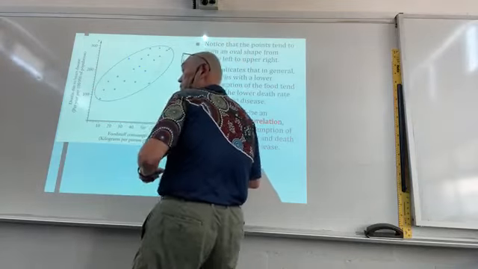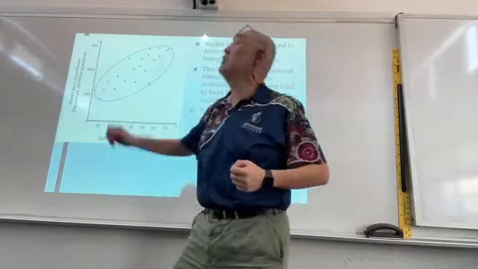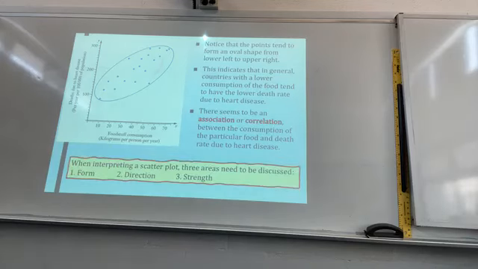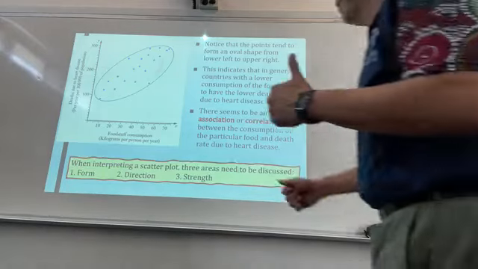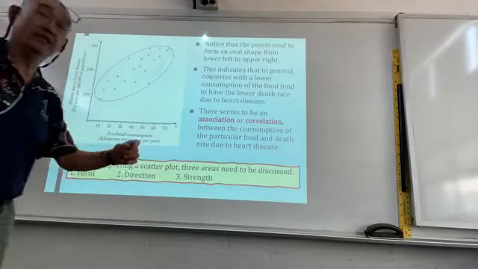All right? So can I use this to explain that? Maybe. We'll talk about it a little bit more. So the association and correlation, when we talk about that, when we interpret a scatter plot or scatter graph, you need to talk about the form, direction, and the strength. All right? Let's go through this bit by bit.